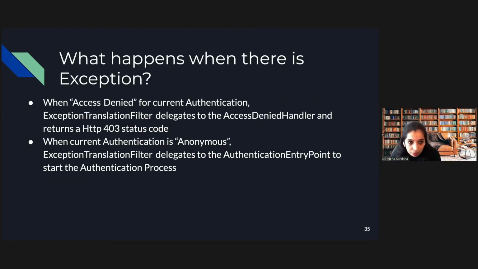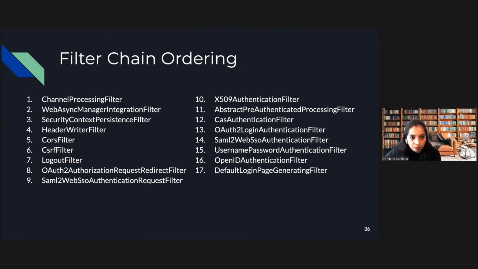So what happens when there's an exception? When access is denied for the current authentication, the ExceptionTranslationFilter delegates to the AccessDeniedHandler, and it returns an HTTP 403 status code. That's the standard code for an access denied request, so that's why it generates this particular code. When the current authentication is anonymous, the ExceptionTranslationFilter delegates to the AuthenticationEntryPoint to start the authentication process. So that's how it works.